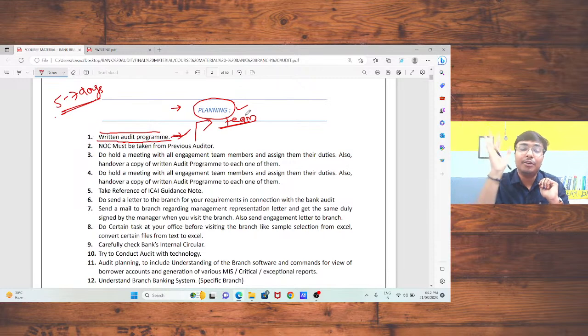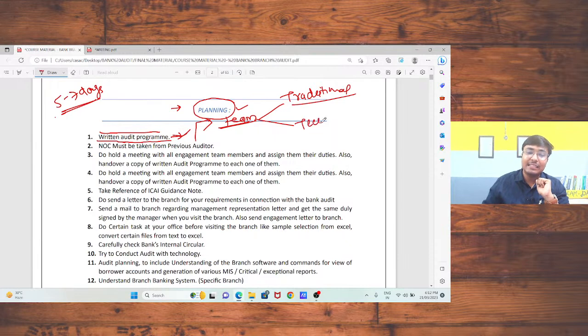First, you should decide your team. In your team, we have to make two parts: the first is traditional and the second is technology. We all know that without technology, in the current scenario, it is impossible to conduct the bank branch audit. Okay sir, so we need to maintain our team in two parts: one is traditional and another is technical.